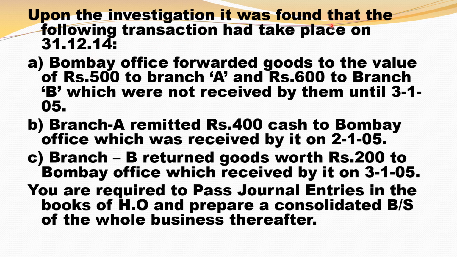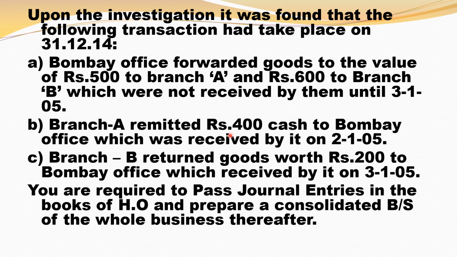Upon investigation, it was found that the following transaction had taken place on 31/12/2004. Bombay office forwarded goods to the value of 500 to branch A and 600 to branch B, which were not received by them until 3rd January 2005. That means it's called goods in transit. The goods are sent, but they are not delivered before 31st of December. They are delivered after closing the books of accounts, on 3rd January. So 500 and 600 is called goods in transit, which will come in the consolidated balance sheet on the asset side.